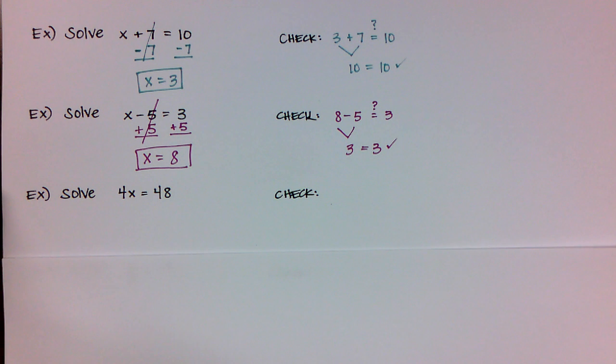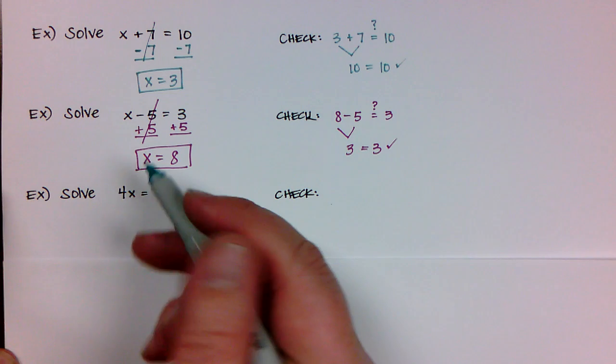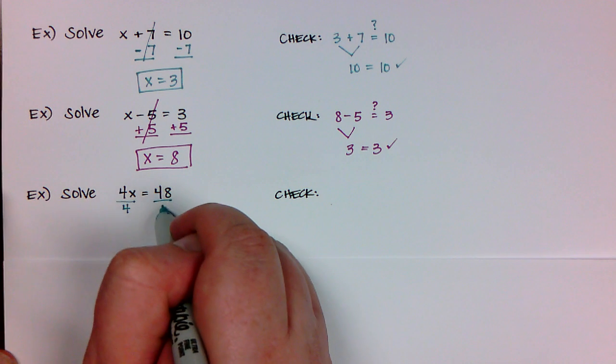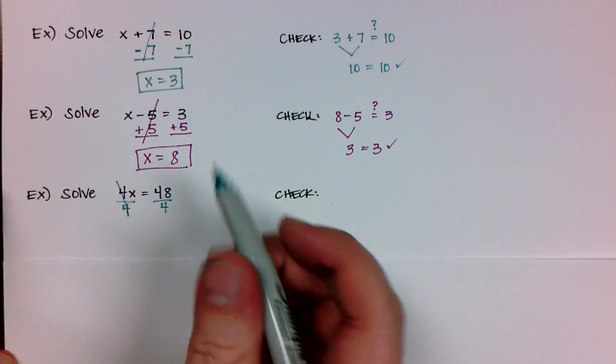So we just did adding and subtracting. This next one, I see that it says 4x equals 48. So I need to ask myself, what operation is happening here? Well, when there is a number next to a variable, that means that they are being multiplied. So the opposite, the inverse of multiplication, is division. So I'm going to divide both sides by 4 so that I can get the x alone.